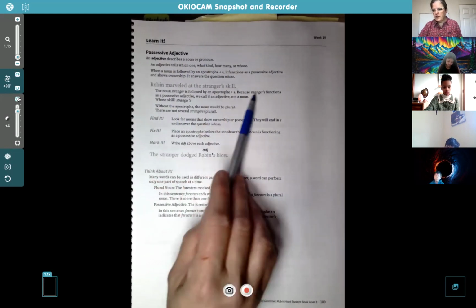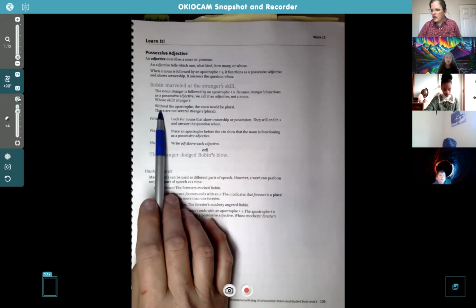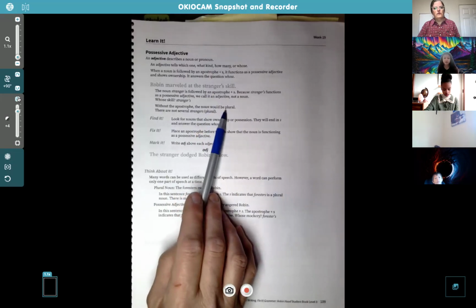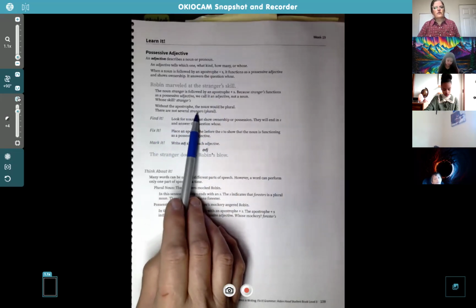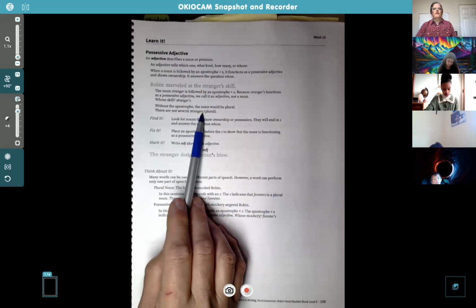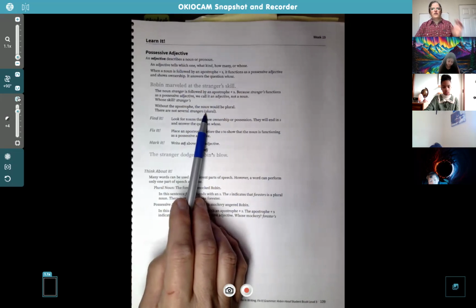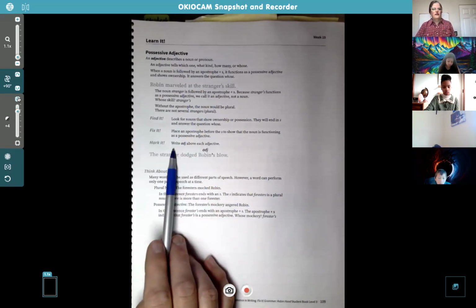So the noun, and that's basically what this paragraph says right here. Without the apostrophe, the noun will be plural. So there are not several strangers. Without the apostrophe, it'd be more than one stranger. But with the apostrophe, it changes it to an adjective and is telling whose, whatever it is after that.